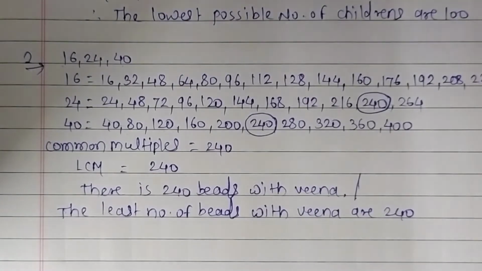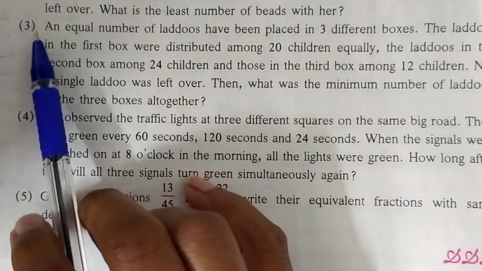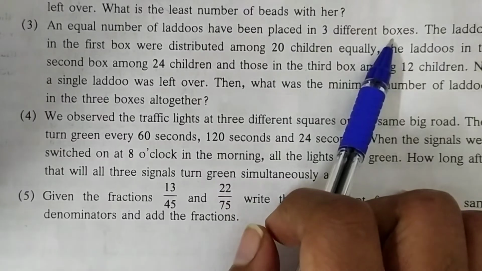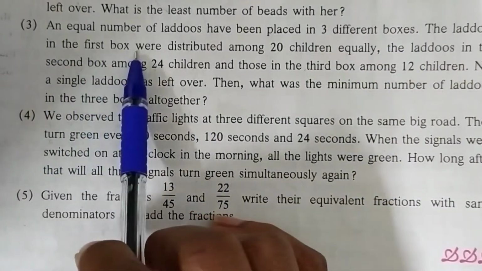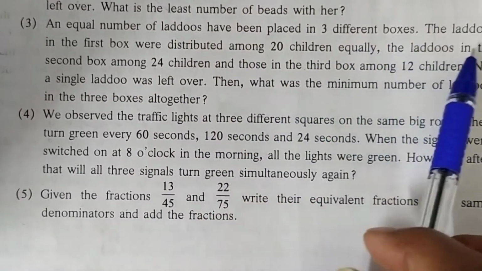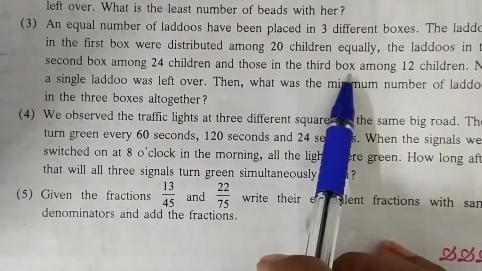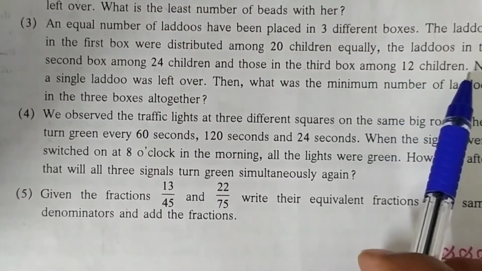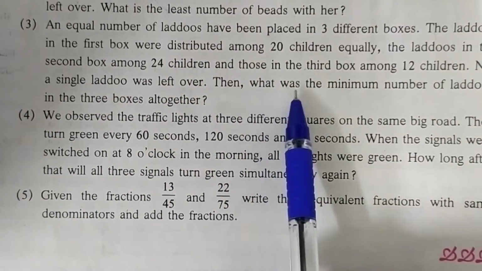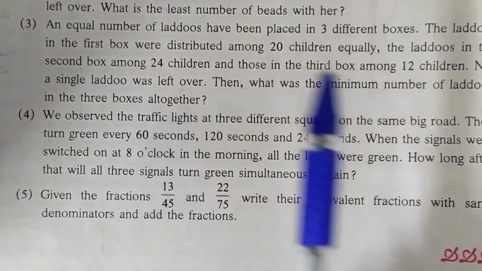Third question. The question is, an equal number of laddus have been placed in 3 different boxes. The laddus in the first box were distributed among 20 children equally, the laddus in the second box among 24 children, and those in the third box among 12 children. Not a single laddu was left over. Then, what was the minimum number of laddus in the 3 boxes altogether?